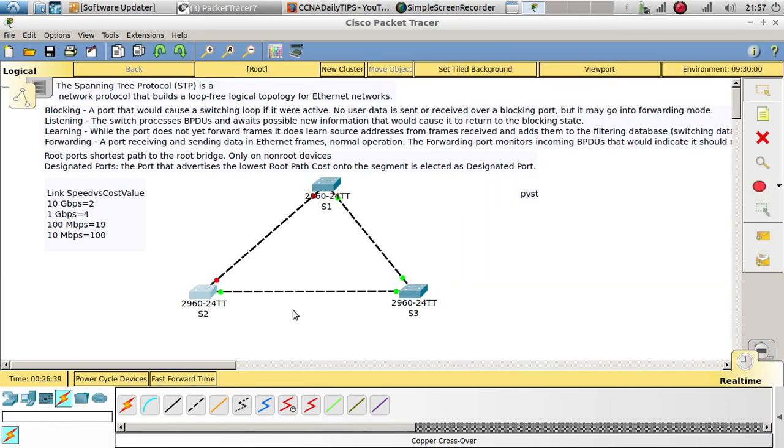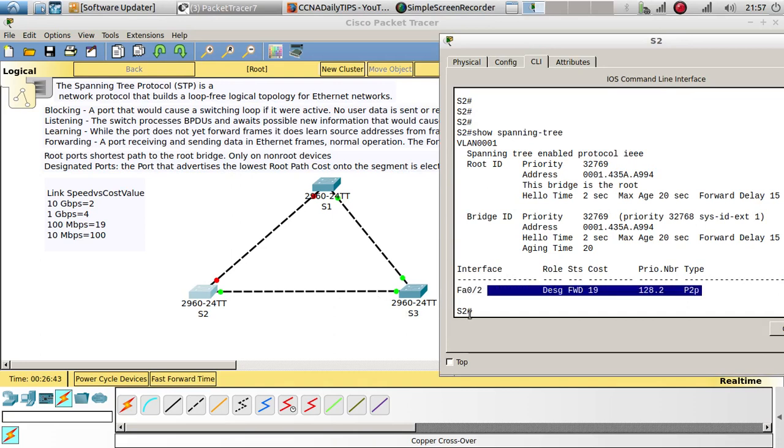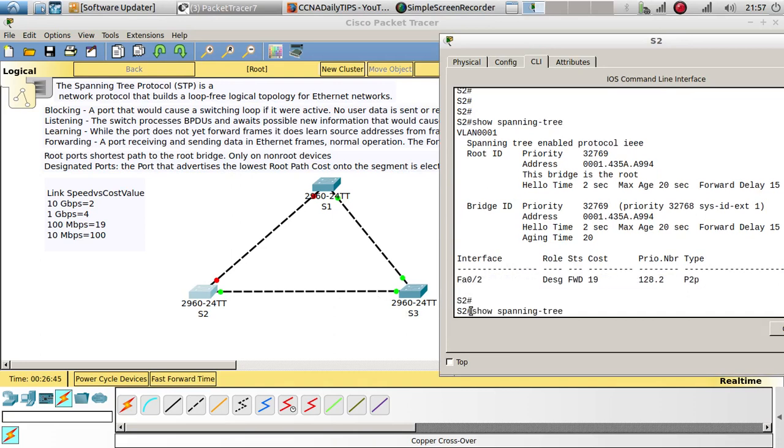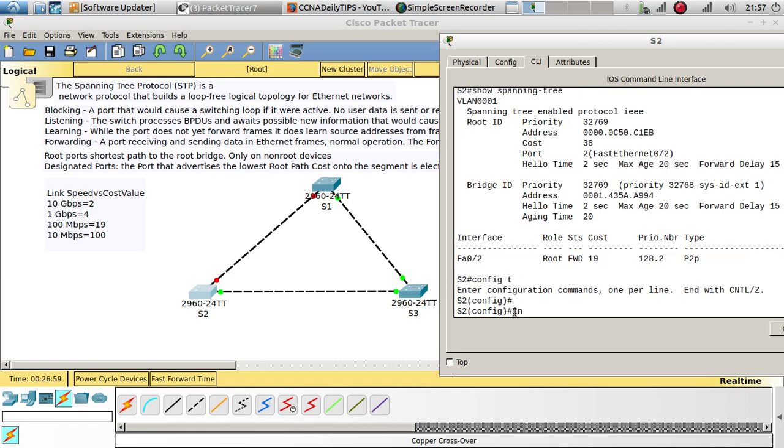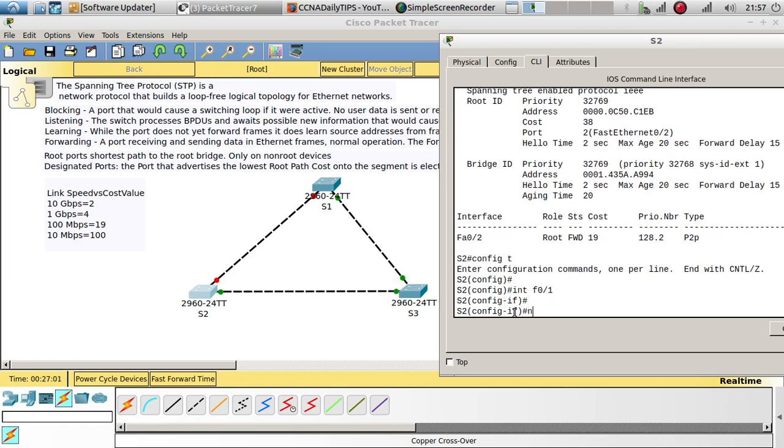So if we fast forward, now you can see that it went green, and this port right now should become the root port. There we go, the root port in forwarding status, right? And the cost for it is 19. But let's go ahead and go back: config T, interface FastEthernet 0/1, and no shutdown.